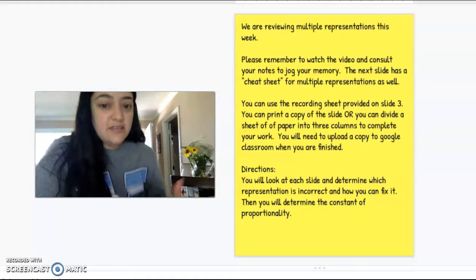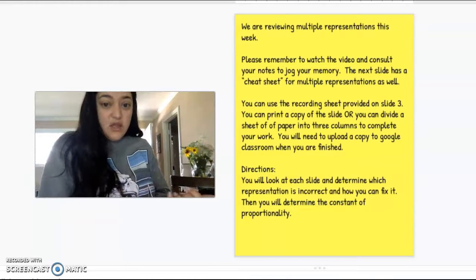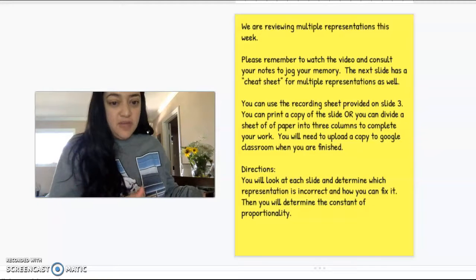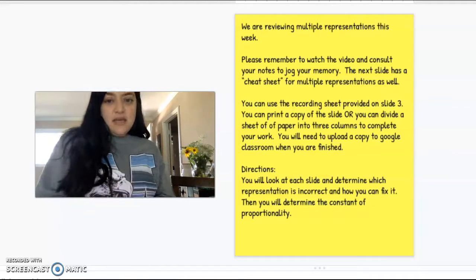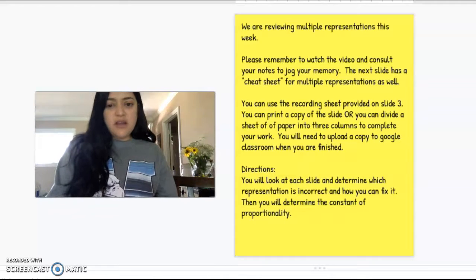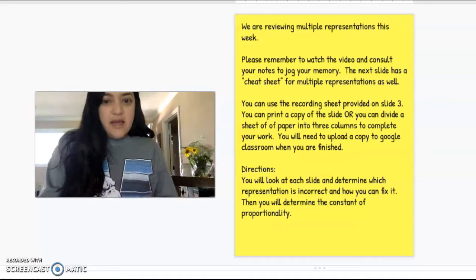It says slide 3 is a recording sheet that you can use. You can print a copy of it or you can do it on your paper and upload your paper. Those are different options. Whatever works for you guys. I don't want to give you more work or make things harder for you. So if you find something that works better, just let me know. As long as I can grade it, we're good.